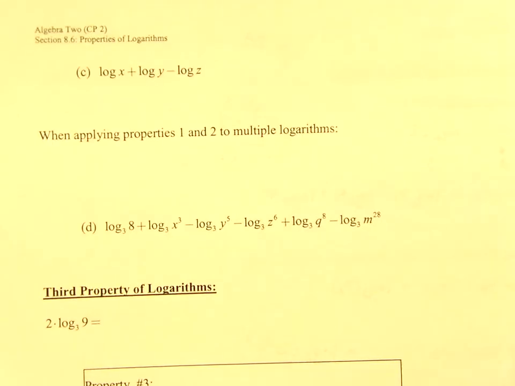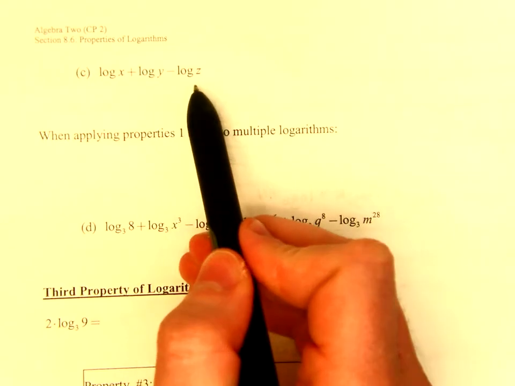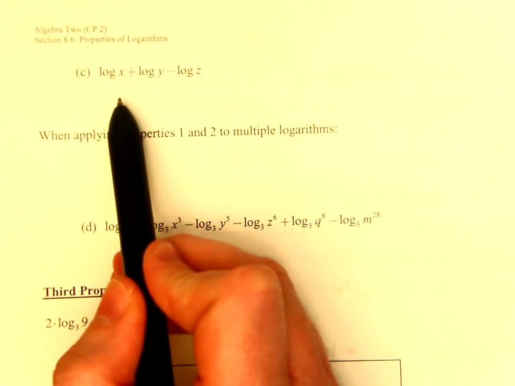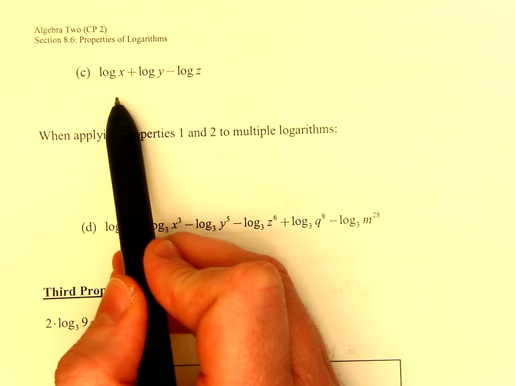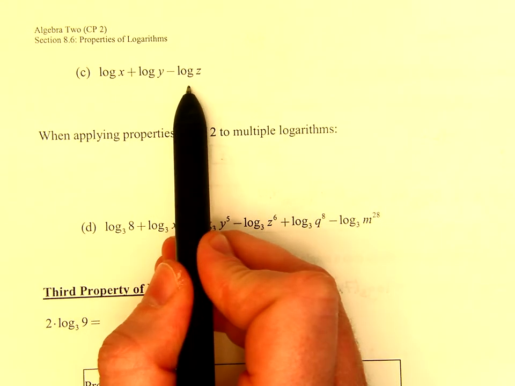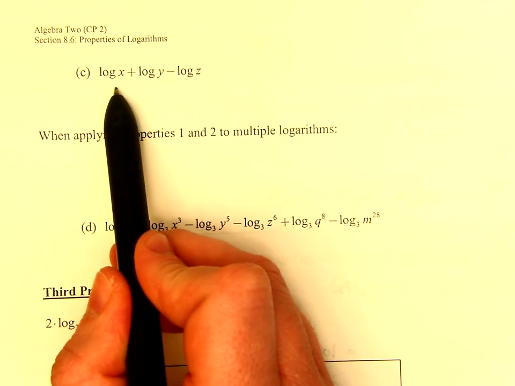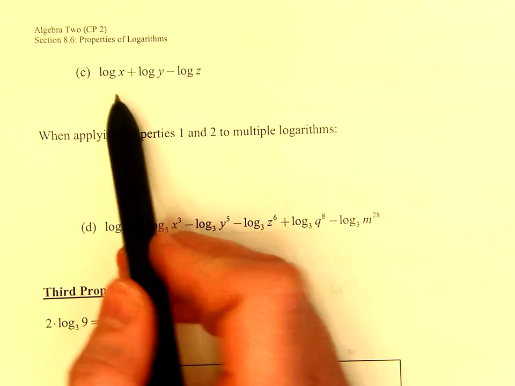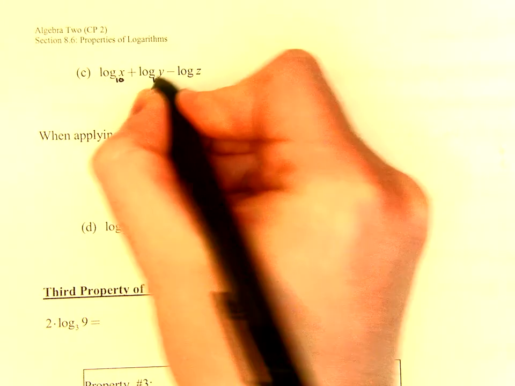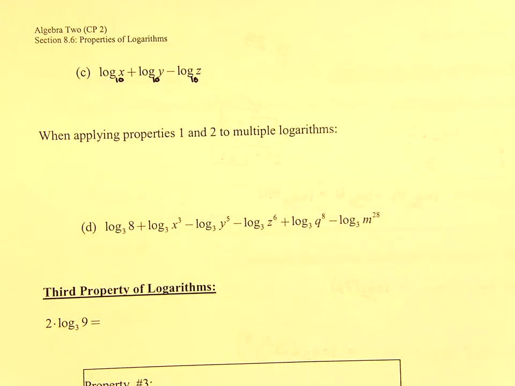Letter C on the next page. Log x plus log y minus log z. First of all, there wasn't a base given. Hold on, let me try to focus this a little bit better. Maybe that's a little bit better, I'm not sure. There wasn't a base given, but hopefully you remember that that's what we call our common logarithm, and it's like the base is 10. Doesn't really affect any of our work, but if you want to write in a 10, you're welcome to write in a 10.